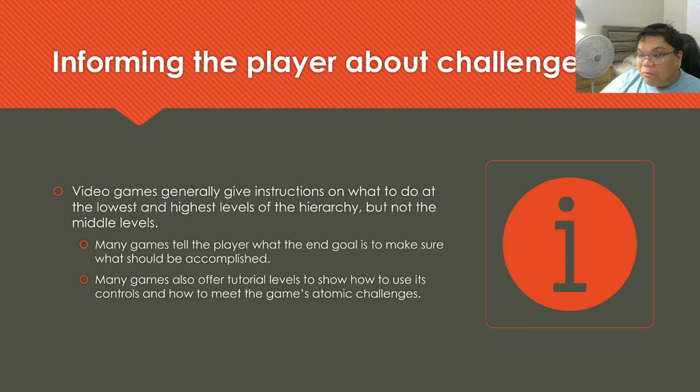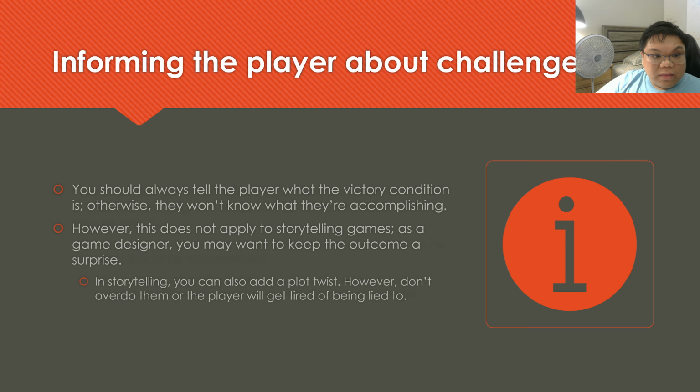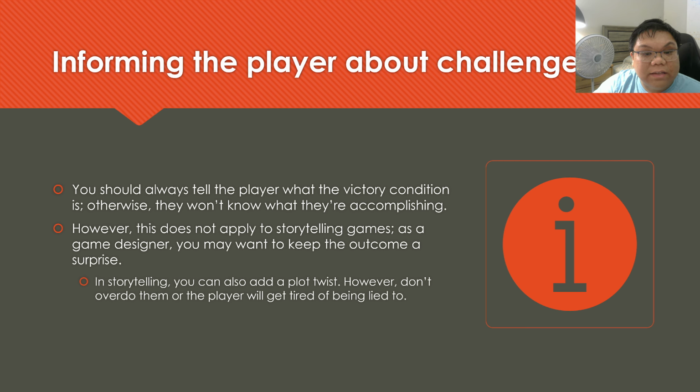Many games tell the player what the end goal is to make sure what should be accomplished. Also, many games also feature tutorial levels to show the player how to meet the game's atomic challenge, how to climb, how to pick up items, how to move, how to walk. Also, you should always tell the player what the victory condition is, otherwise they don't know what they're accomplishing. But it does not apply to storytelling games. You can keep some things a surprise, and you can also go as far as to introduce a plot twist, but too many plot twists might be overkill, and it might just get the player to think you're just being lied to.